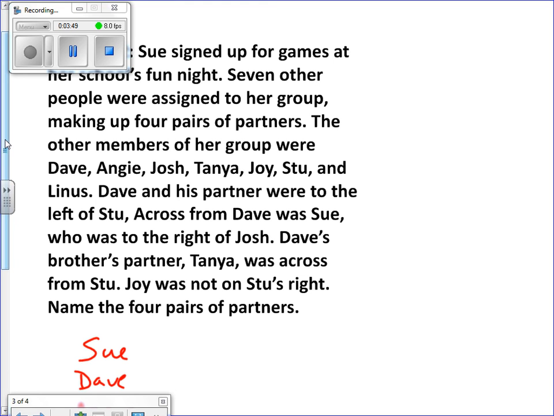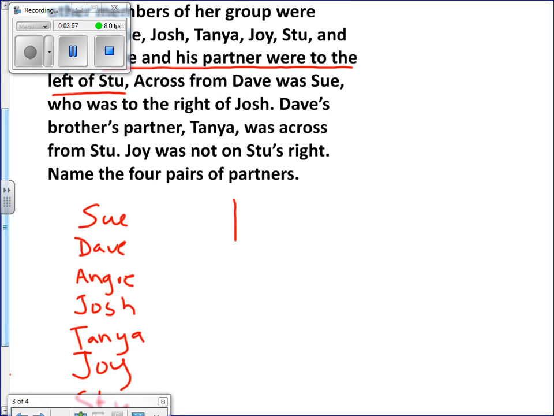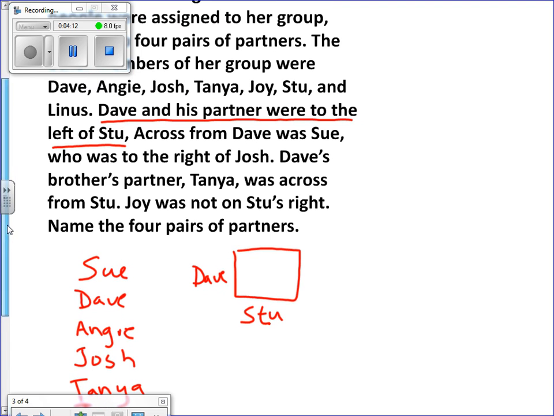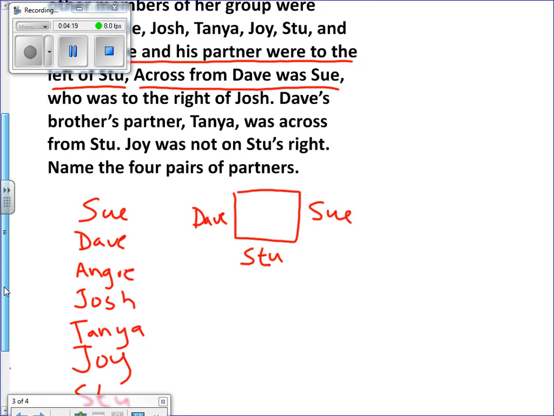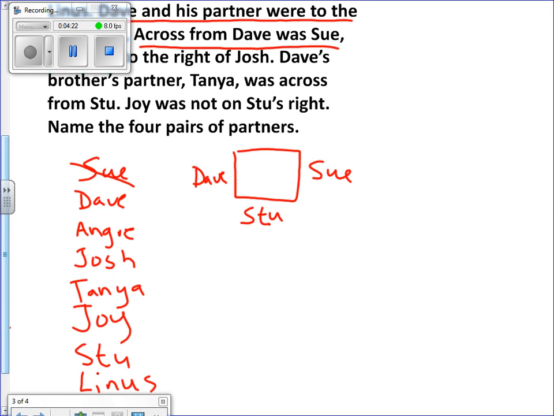Dave and his partner were to the left of Stu. So Dave was to the left of Stu. I'm going to start there. So here's my table. I'm going to put Dave here. Okay, but Dave is to the left of Stu, so that means that Stu has to be here. Second statement says that across from Dave was Sue. So Sue is across from Dave. So who have I got? I've got Sue done, Dave is done, and Stu is done.